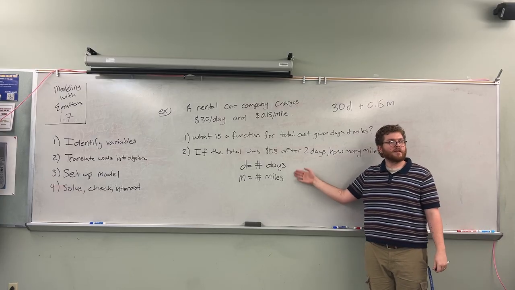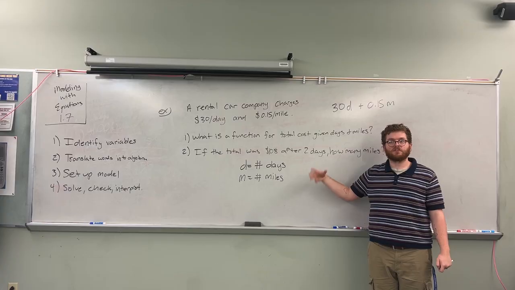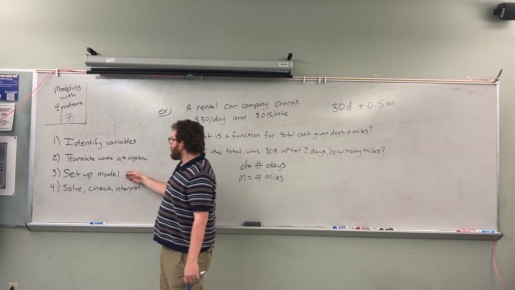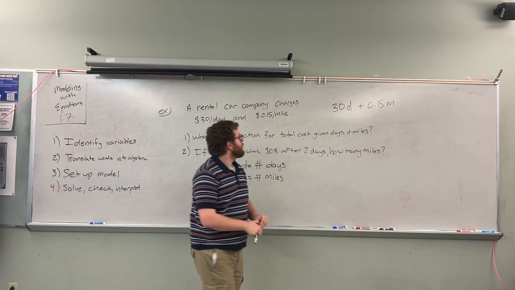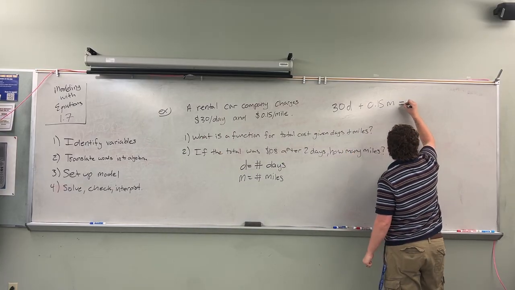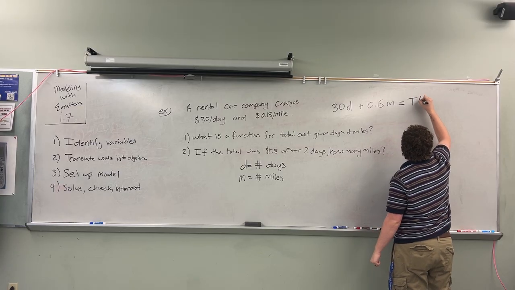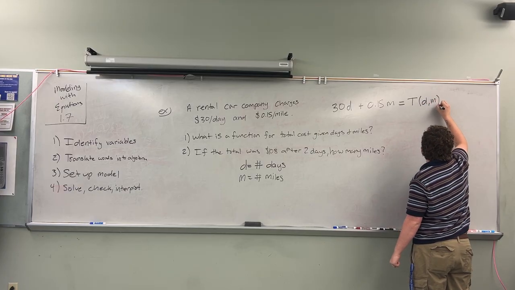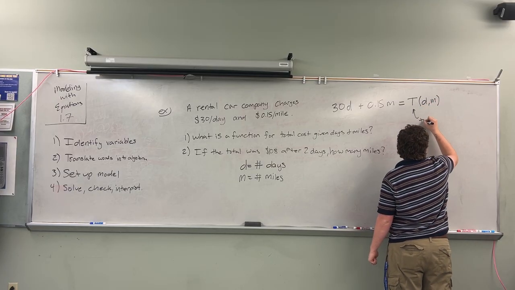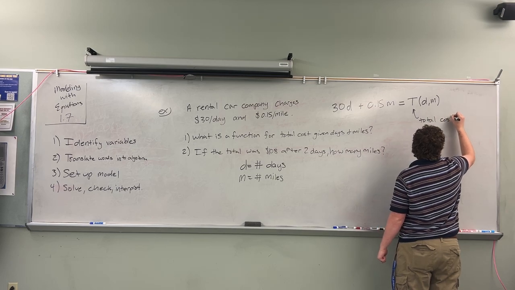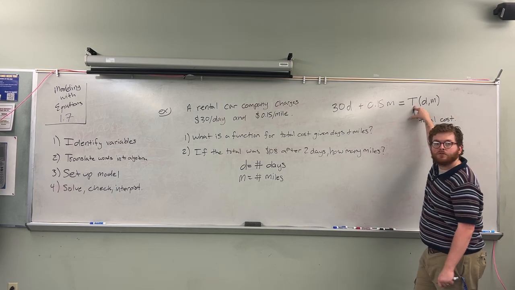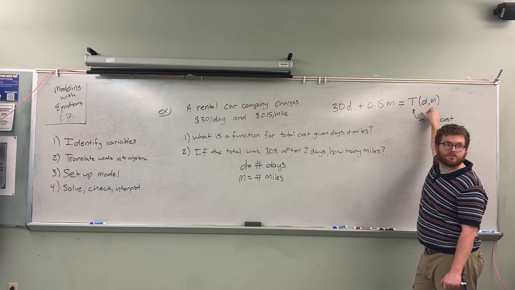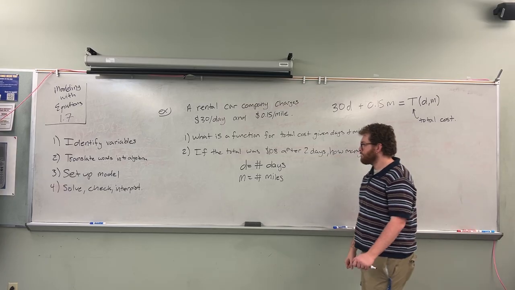It's important to label what your variables are and what they represent as well, so you have an idea of how things are organized here. So now I'm going to set up my model. This tells me the total cost, given an input of days and miles. So I can tell you the total cost for the whole rental. All you have to give me are the days and the miles, and I'll spit out the total cost.